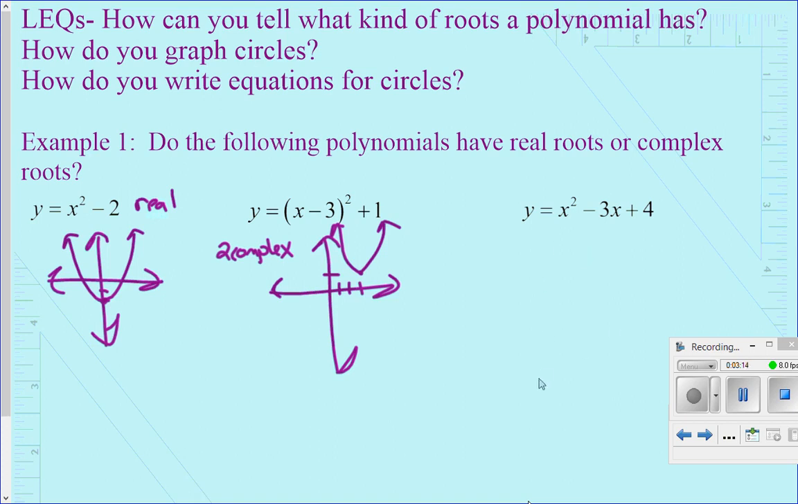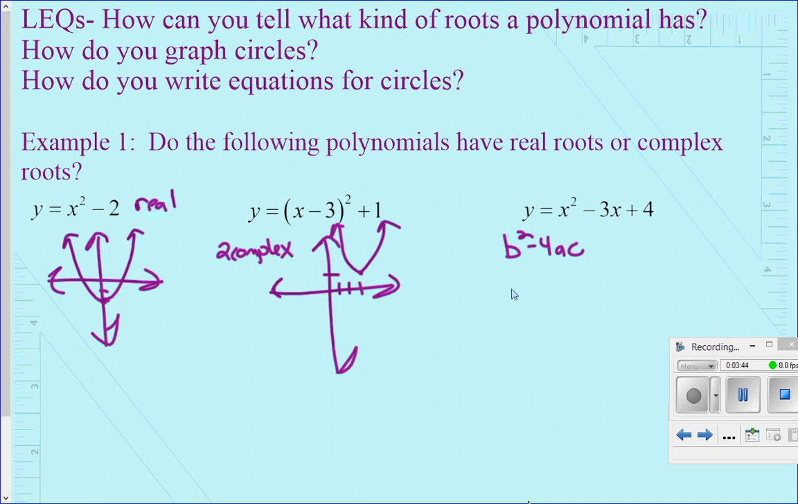Here, I can't do a quick sketch because it's in standard form, so I could put it in vertex form by completing the square if I wanted to, or I could just find the discriminant. If you recall, the discriminant is b squared minus 4ac. That's the value underneath the square root in the quadratic formula. And remember, the discriminant tells us whether the solutions are real or complex. So we're going to figure out what b squared minus 4ac equals, and that'll tell us whether the roots are real or complex.